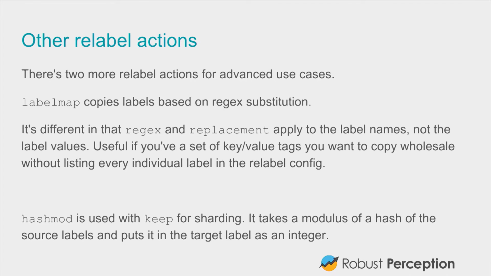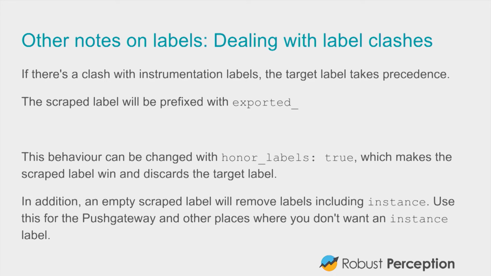Another question is, because we have these two different types of labels, we have these labels on the target, and we have these labels coming from instrumentation. What happens if someone is silly and decides to have a label called instance?